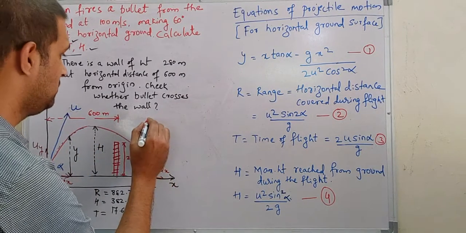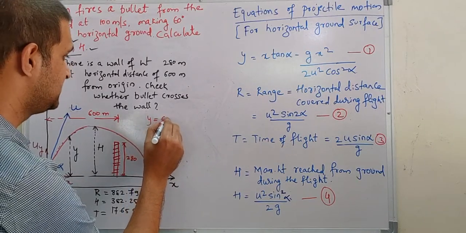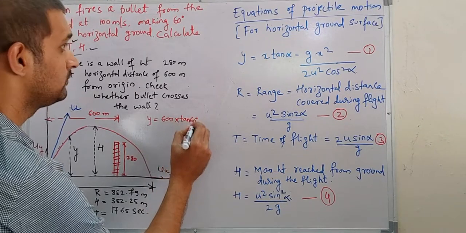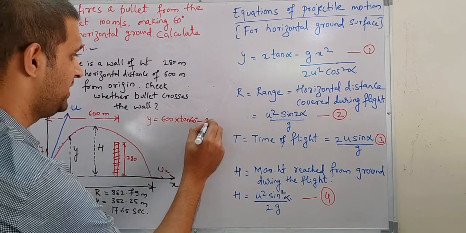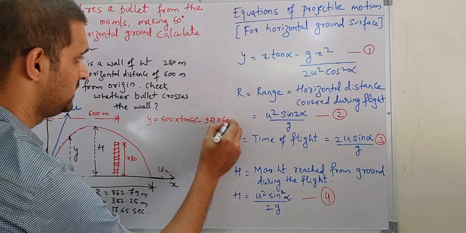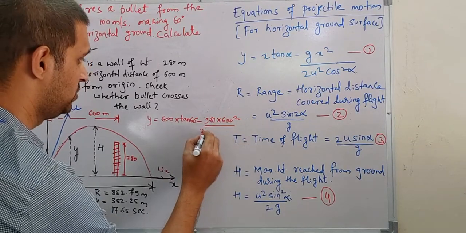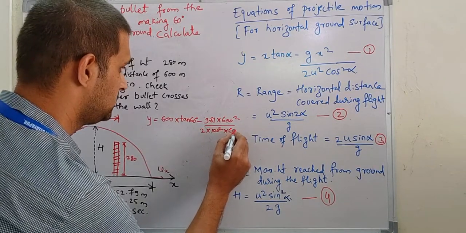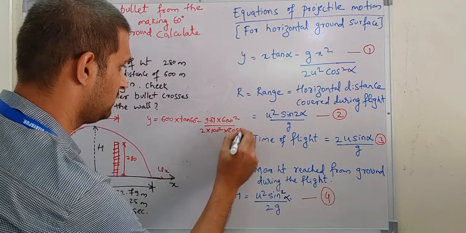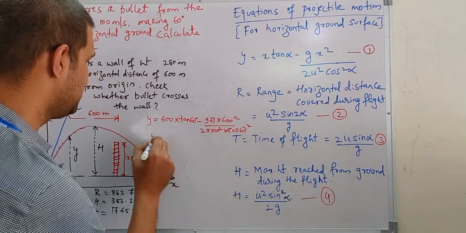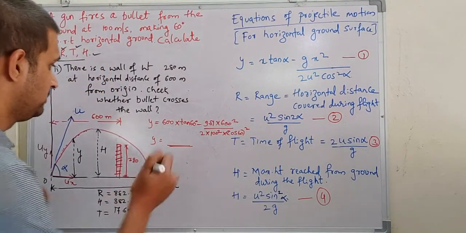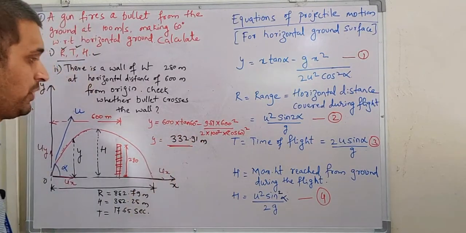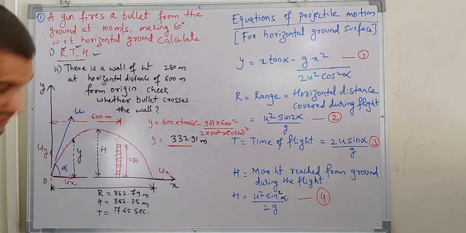Now try doing that. y is equal to x is 600 into tan 60 minus g is 9.81 into 600 square whole divided by 2 into 100 square into cos 60 whole square. Get this value of y now. y is equal to 332.91 meter.